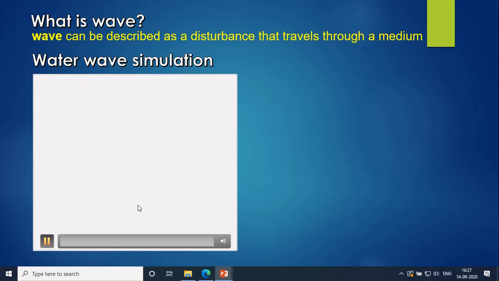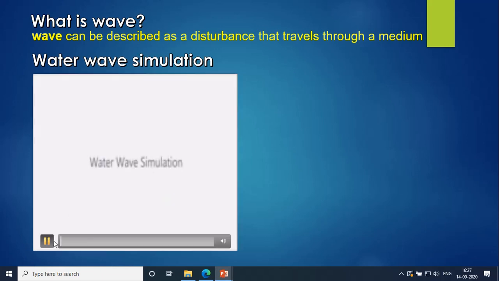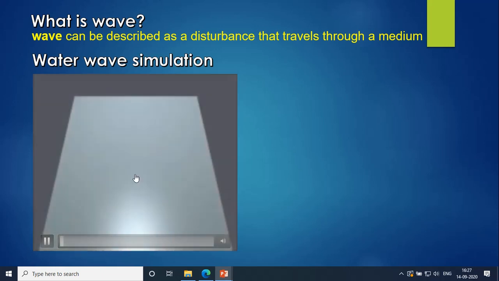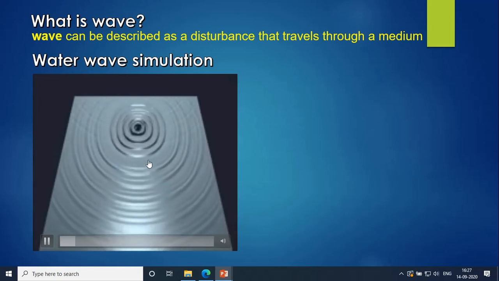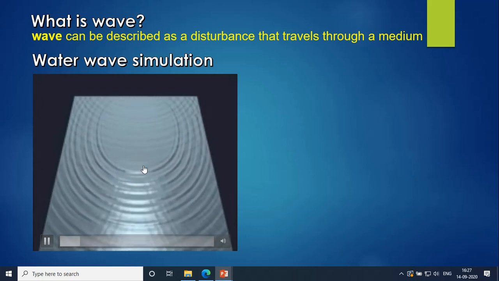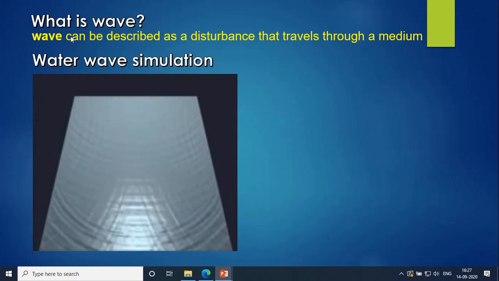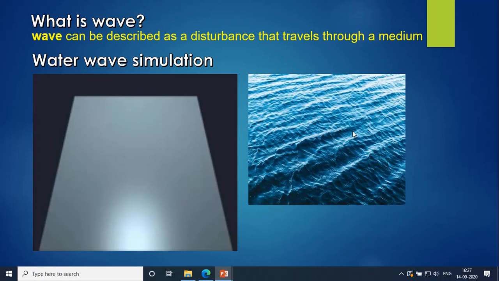Here, initially the surface of water is still, there is no disturbance at all. Once I disturb the surface of water, you can observe here water waves generate. See this one, how these water waves are generating from the point of disturbance. So the imagination or the visualization of these water waves is very, very important to understand the concept of wave. I can show you one more picture here.